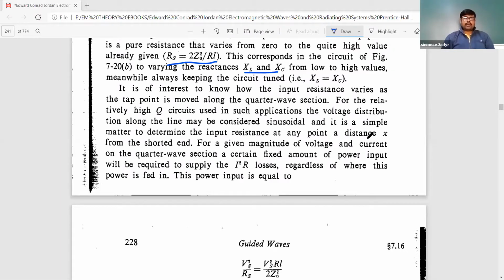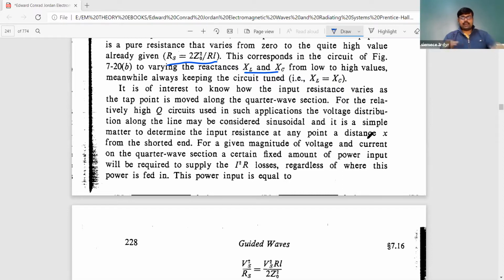So again, the point I want to mention here: the different sections of the Q we have already seen. At XL, meaning we are always keeping the circuit tuned, that is XL equals XC, it is of interest to know how the input impedance resistance varies with the tap point.